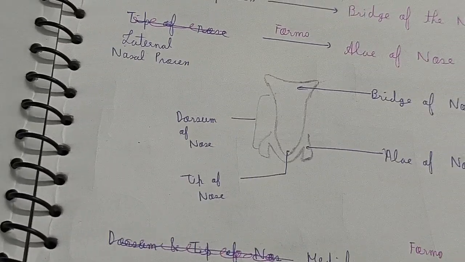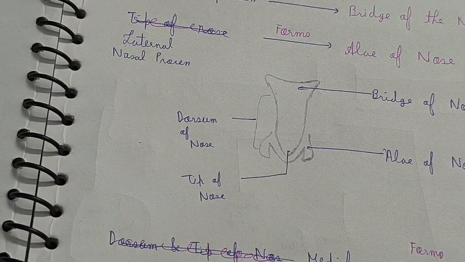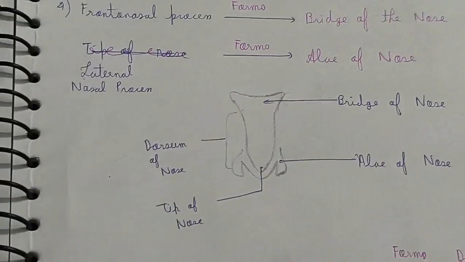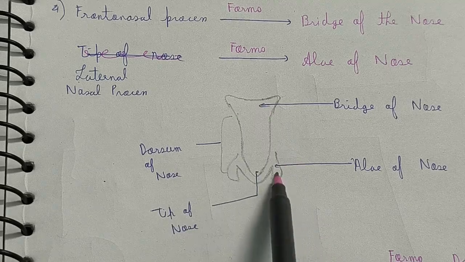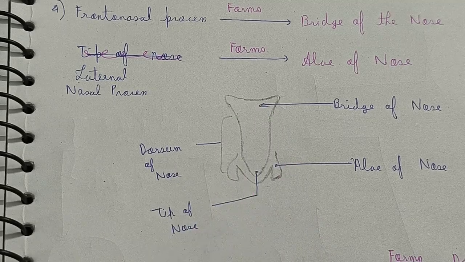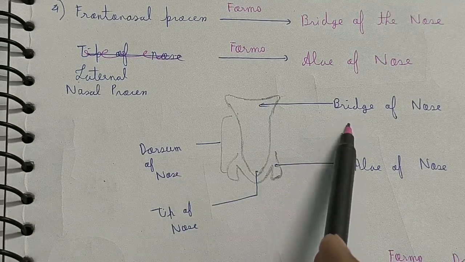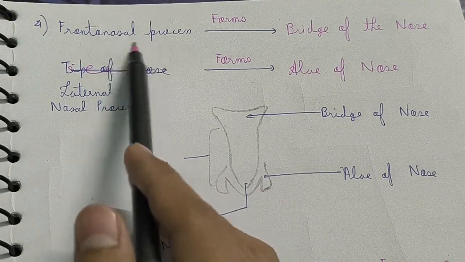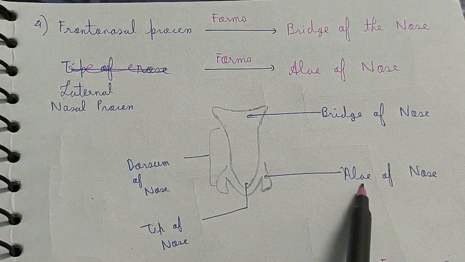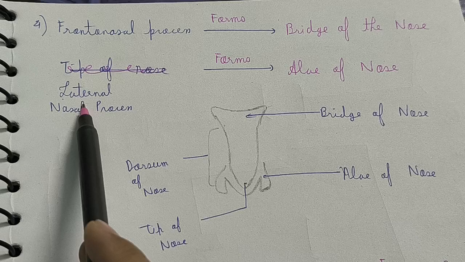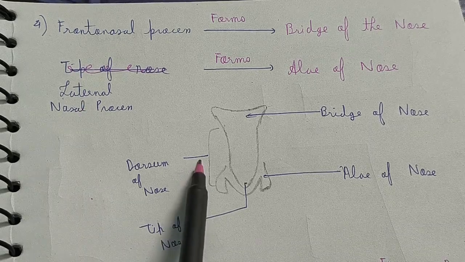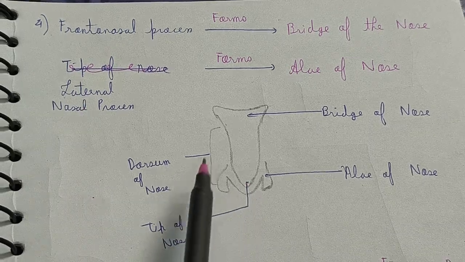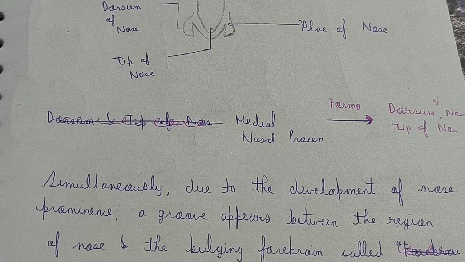Now all the internal parts develop, but there are also external parts of the nose like the bridge of the nose, ala of the nose, and dorsum and tip of the nose. The bridge of the nose develops from the frontonasal process, the ala of the nose develops from the lateral nasal process, and the dorsum and tip of the nose develop from the medial nasal process.